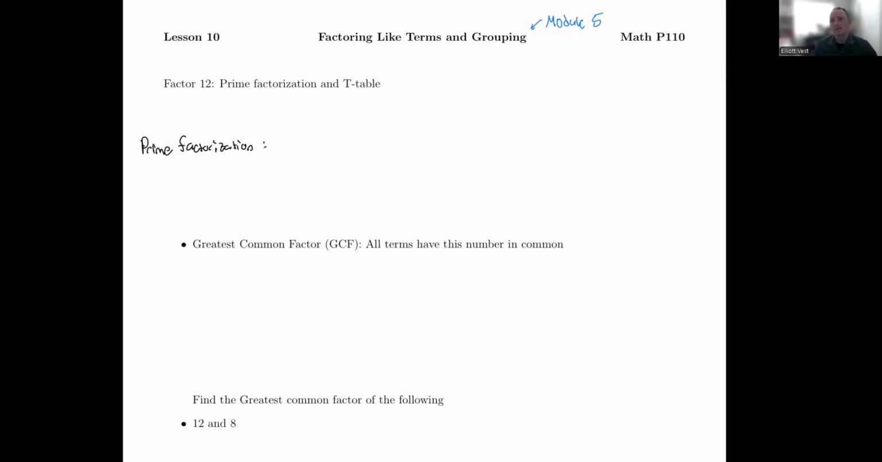This is going to be starting off lesson 10 for us, and it's starting module 5 in the ALEKS system here. And maybe just getting started is good. I think I will say one thing. The prior module, I think that was on like exponents and polynomials, right?